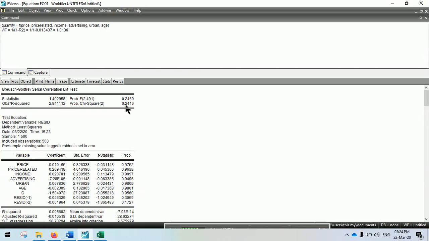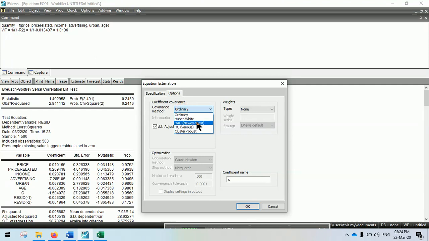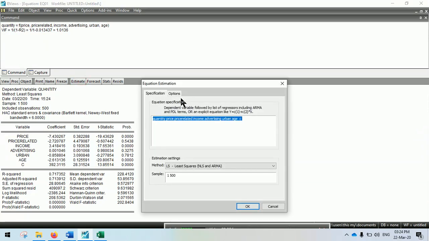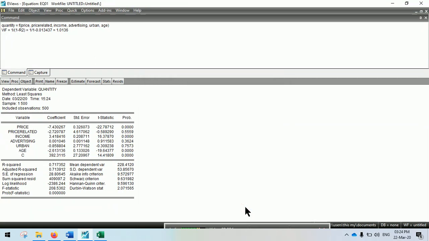But if, let's say, we assume that there is serial correlation, then again I will do the same: estimate, option, ordinary, I put the Newey-West test, and I put OK. And in this case, my serial correlation problem is solved. So I return back, since I do not have the problem of serial correlation, so I put ordinary again. Then after that, we go to check the normality test.